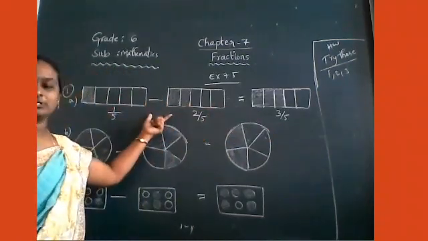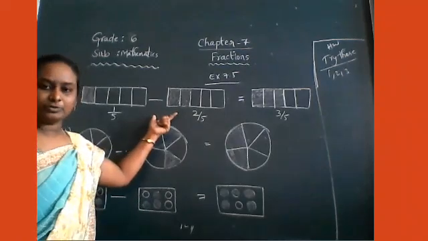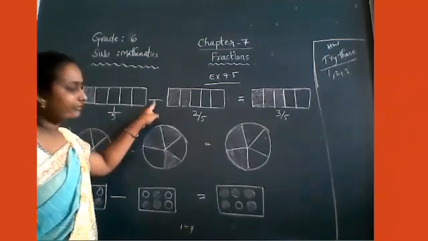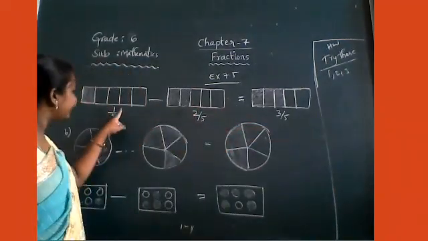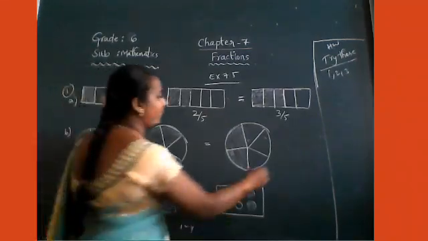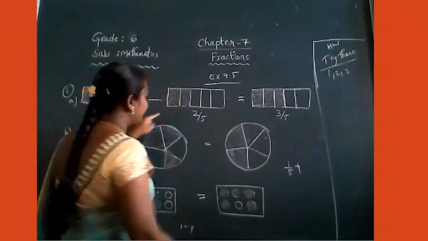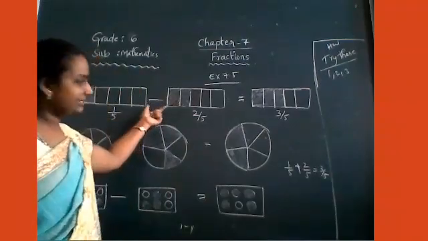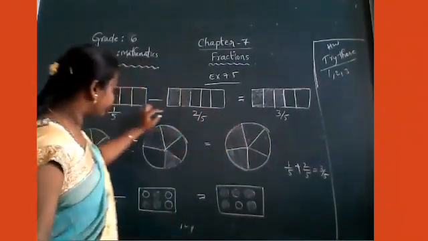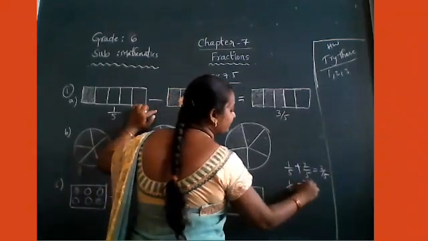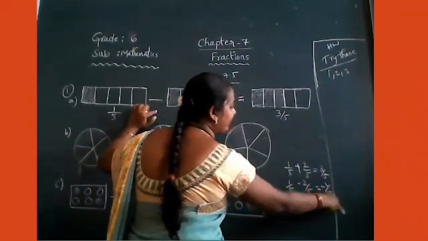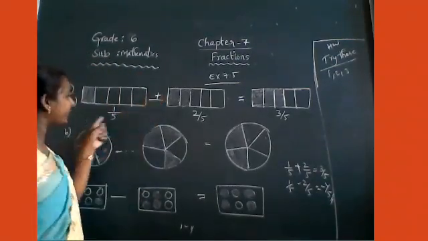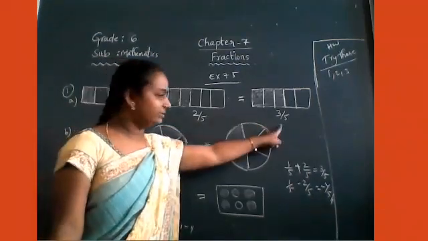Which sign do we have to use here? Plus or minus. If you take plus here, will you get 3 by 5 or not? Check here, 1 by 5. If you take the plus sign, 1 by 5 plus 2 by 5 gives 3 by 5. If you take minus, it gives minus 1 by 5. Then which sign do we have to take here? Plus. Very good. So 1 by 5 plus 2 by 5 is equal to 3 by 5.